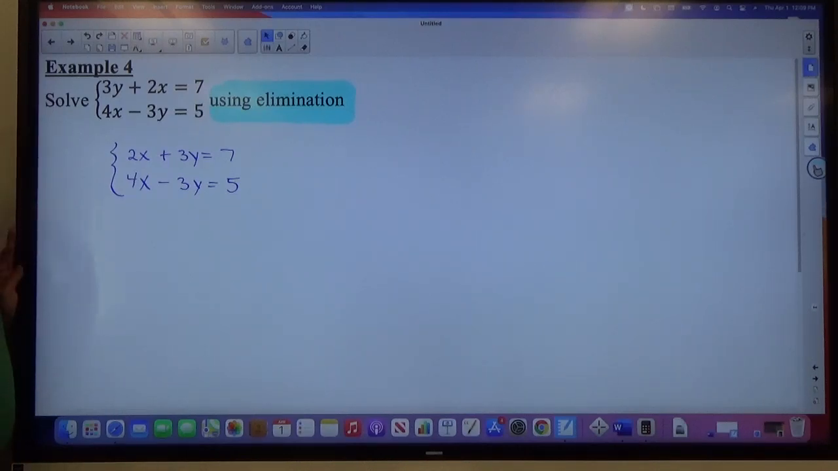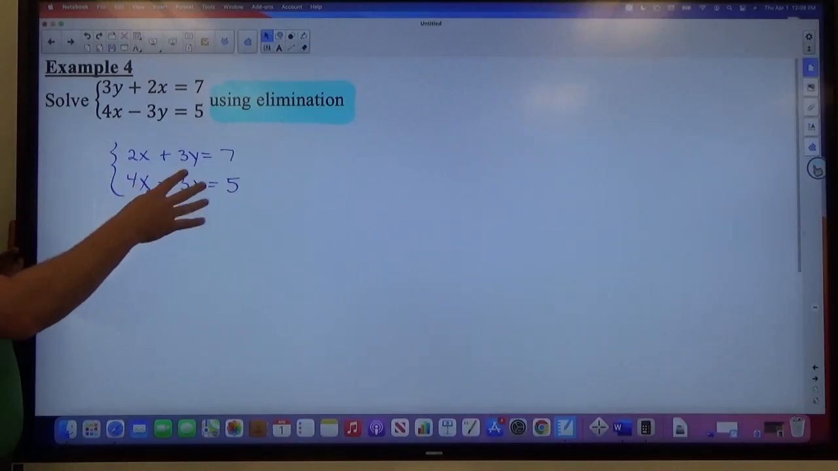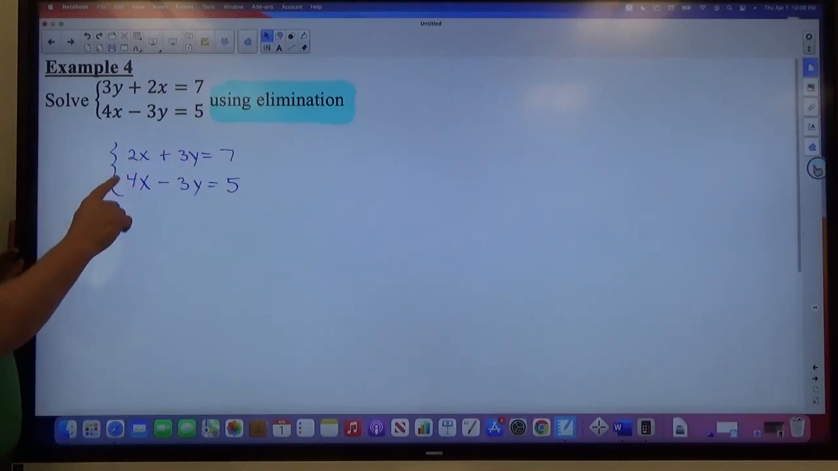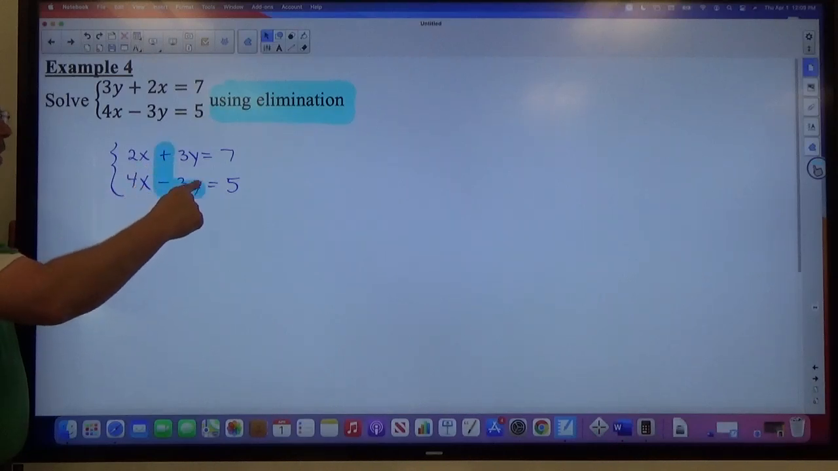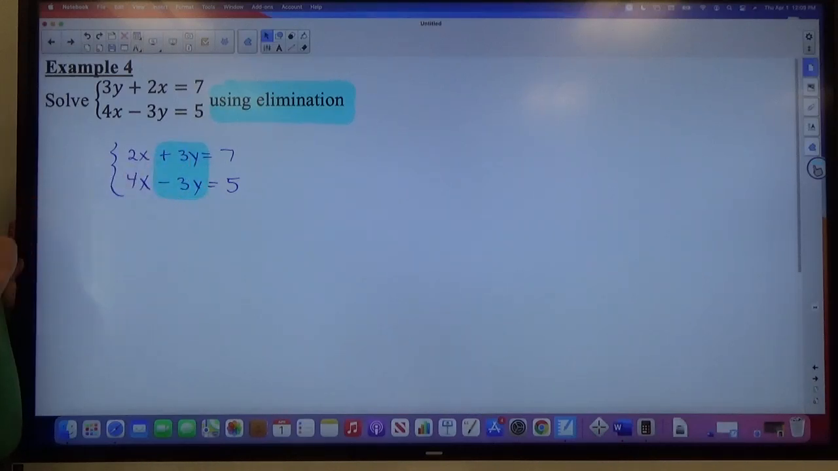Now, for me, the word opposite, the first thing I look for is opposite signs. One positive, one negative. So the y's are feeling pretty good right now. And then we want opposite numbers as well. So positive 3, negative 3. The y's are already perfectly set up to eliminate. So this is the picture I'm looking for to eliminate. Okay? If it's there, use it. All right? If it isn't there, I could also get rid of the x if I wanted to.